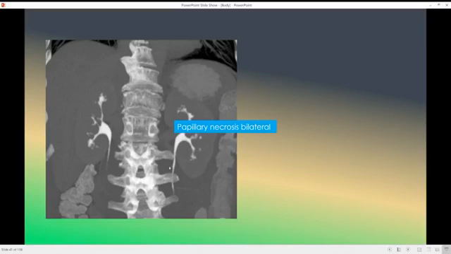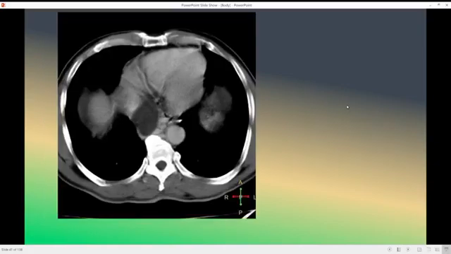So this patient has bilateral papillary necrosis involving both kidneys. This patient has bilateral renal papillary necrosis, involving both kidneys. We move to the next case. What do you think about the next case the patient has?